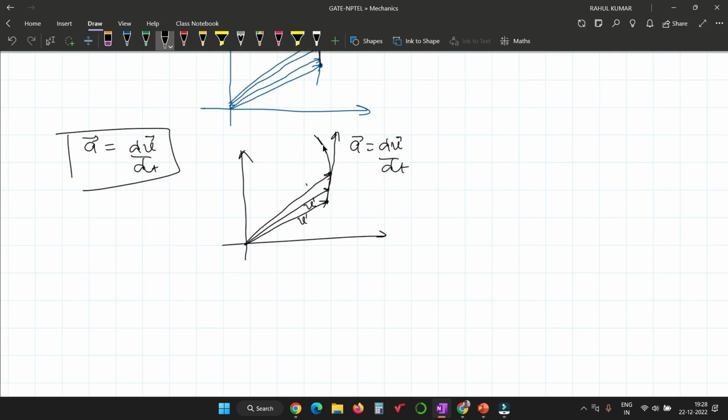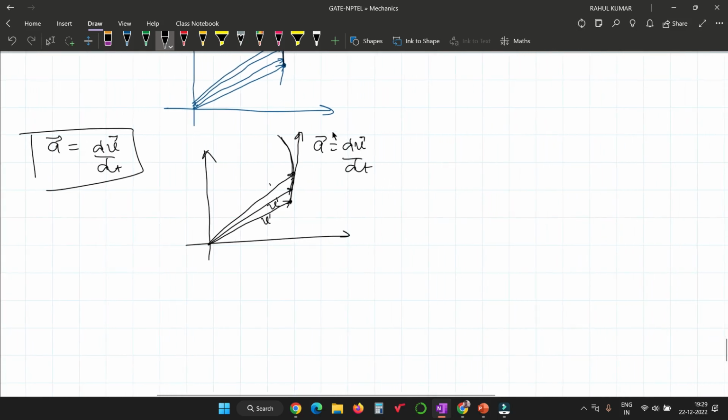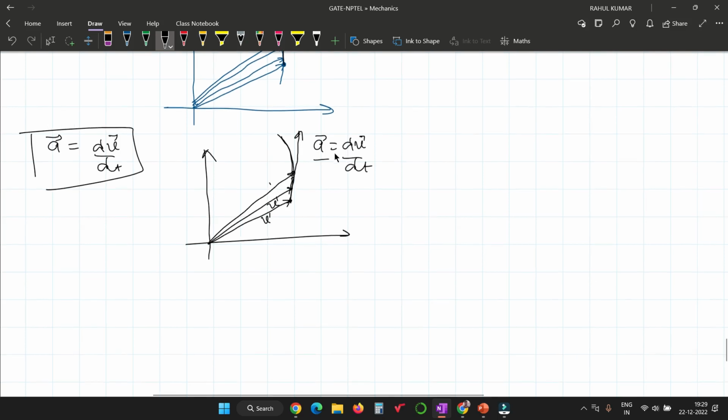Here this curve is not the path, so you do not have to confuse. In general, acceleration is not always tangent to the path. But acceleration is tangent to what? To the curve obtained by connecting the velocity vectors at each interval of time. For that curve, the tangent is the acceleration direction. Tell me, is there any doubt?